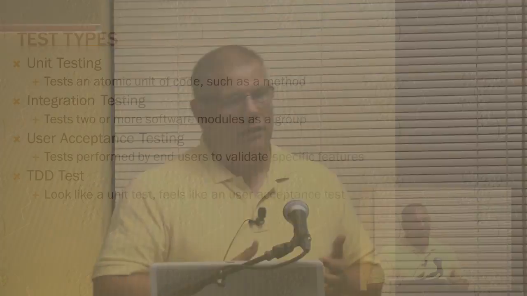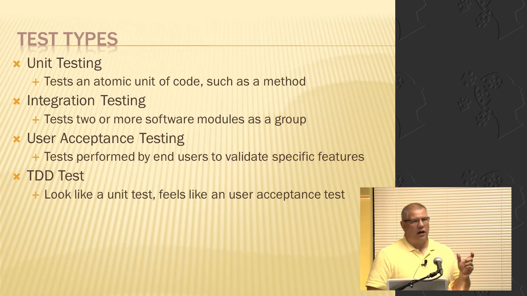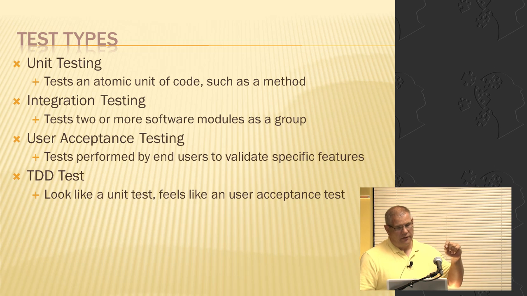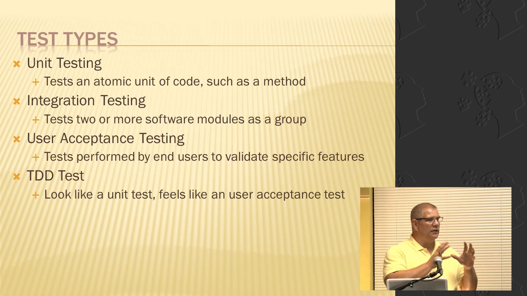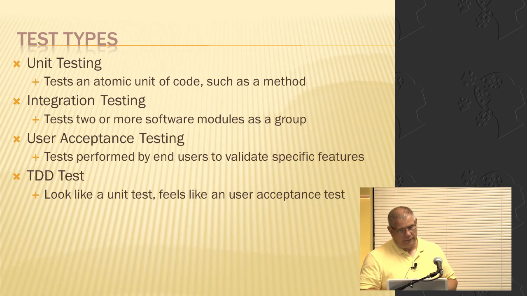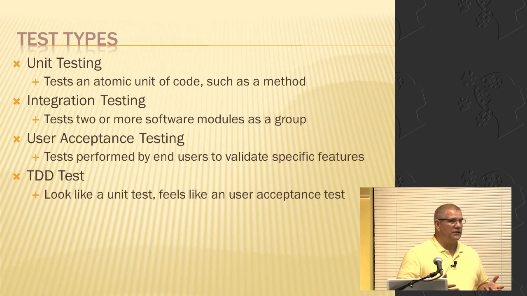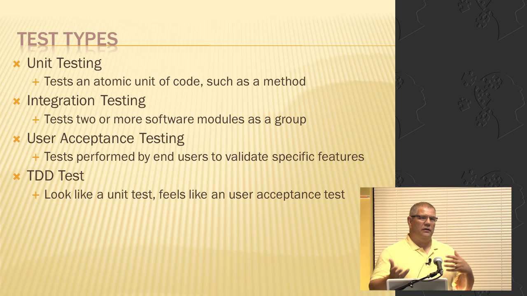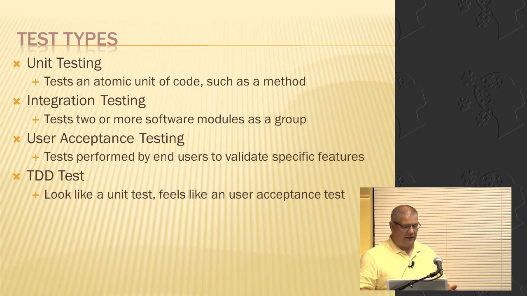Test types. We're going to talk about unit testing, but there are other types that you ought to know about. Unit testing is where we test an atomic unit of code, so we're testing only a small piece of code. Integration testing is where we allow that test to go to other modules in the area, basically friends of the class that you're working with typically. User acceptance testing is where the end user is testing your code to make sure that it matches up to what they were expecting it to do.